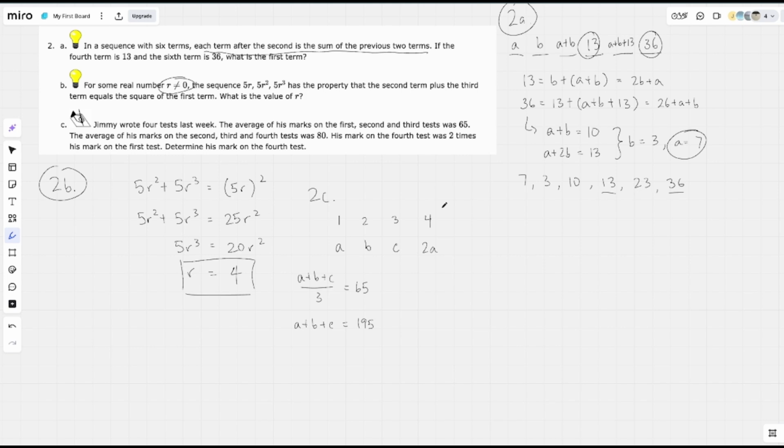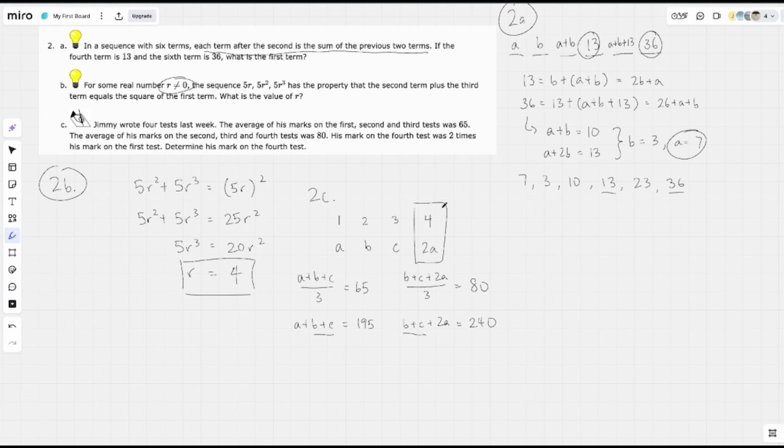We also know that the average of the second, third, and fourth test was 80. Therefore, b plus c plus 2a over 3 is equal to 80. Once again, we can multiply both sides by 3 to get the equation b plus c plus 2a is equal to 240. Now, the question asks us for his fourth test mark. Therefore, what we can do is note that both equations have this b plus c term, where they only differ in the coefficient for a. Therefore, if we just subtract the 2 equations, we should just be able to get a.